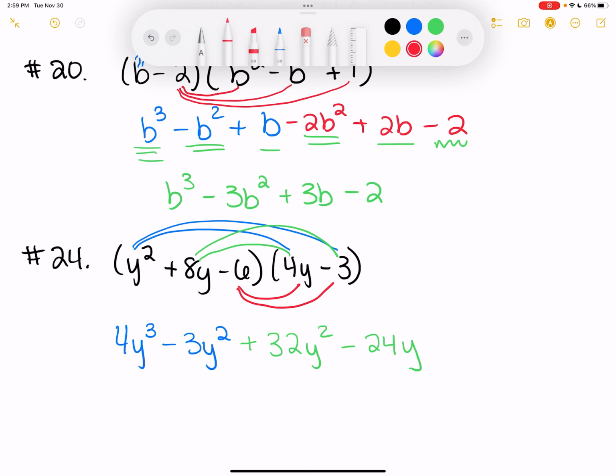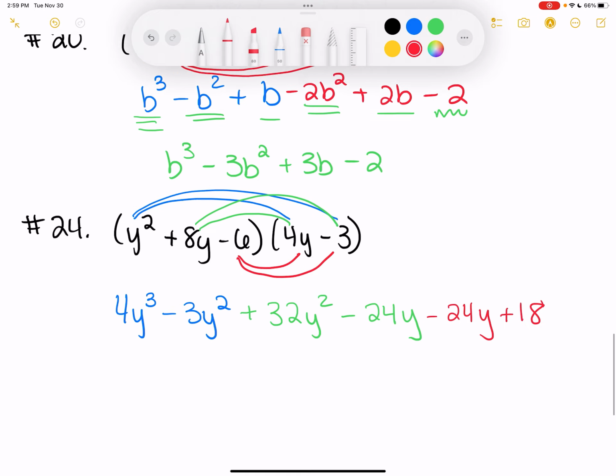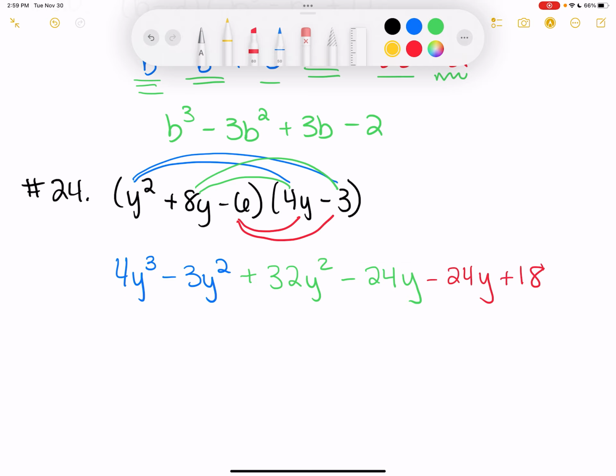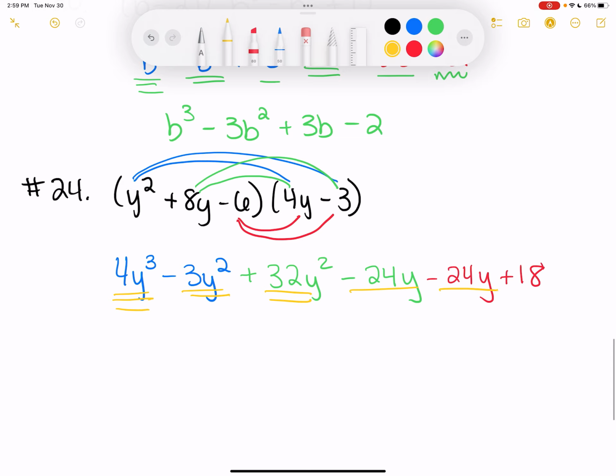Now I'm going to do my red little smiley face ones, okay? Negative 6 times 4y. 6 times 4 is 24, so negative 24y. Negative 6 times negative 3 is plus 18. And then I'm going to go through and I'm going to combine my like terms, okay? Which in this case it works out nicely that they ended up lined up next to each other. So it's not too bad.